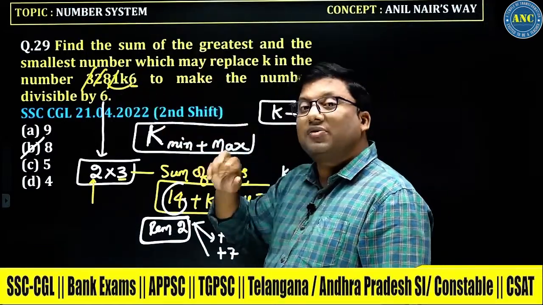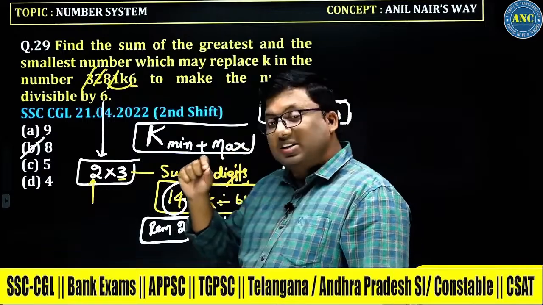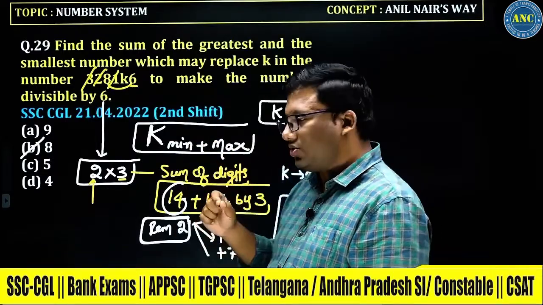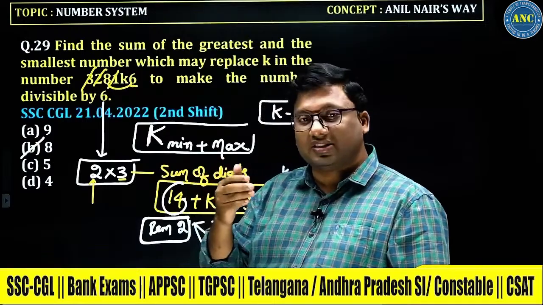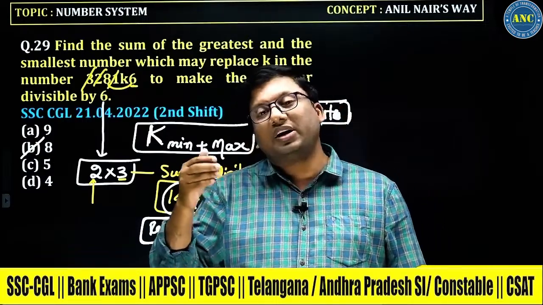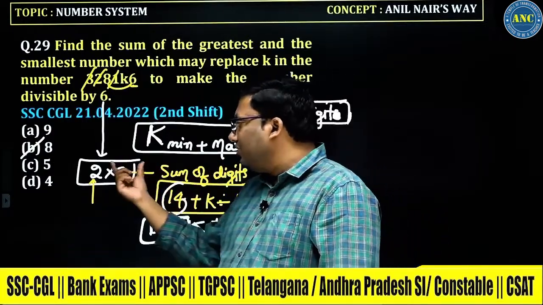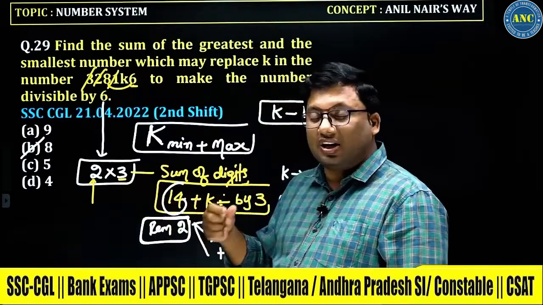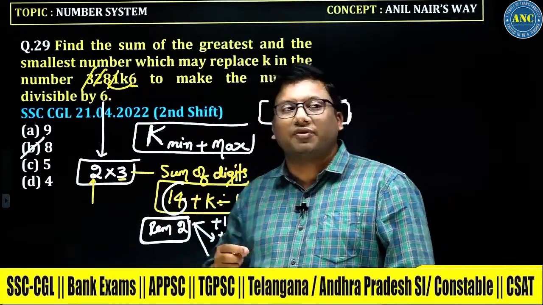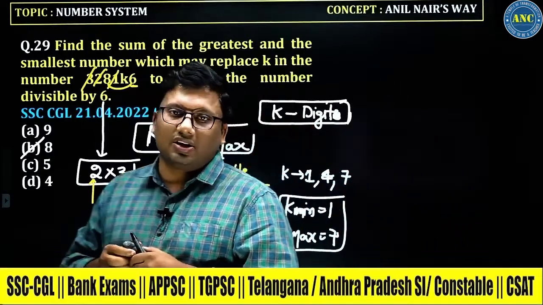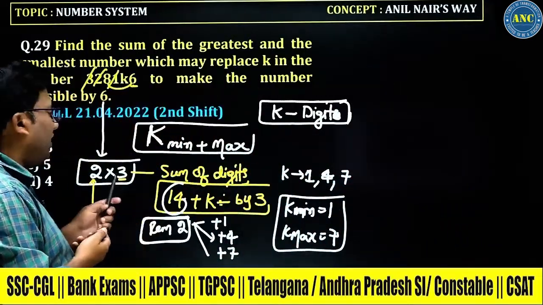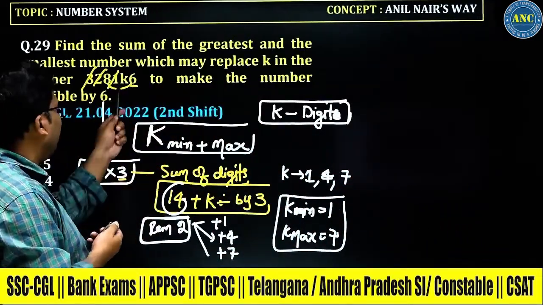There is a digit value that is missing, but a condition is imposed on the question: the number should be divisible by 6. A number is divisible by 6 if it is divisible by 2 as well as 3. The divisibility rule of 2 is that the unit digit should be even. The unit digit is already even.